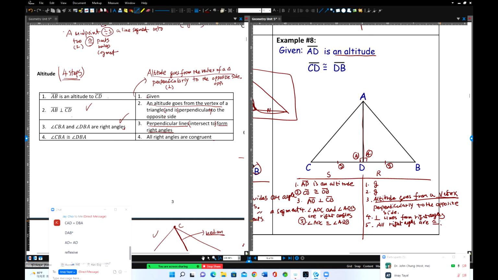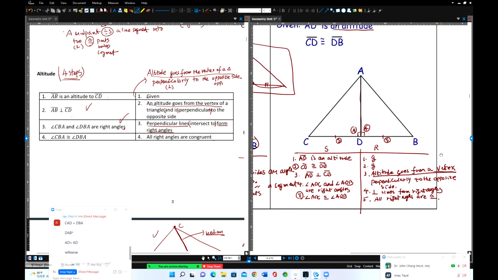We got two. You need one more. Usually reflexive is one more, right? Usually reflexive, what is it? AD congruent AD. This AD of this triangle and the other AD of the other triangle, they are congruent because what? Equal itself, reflexive.